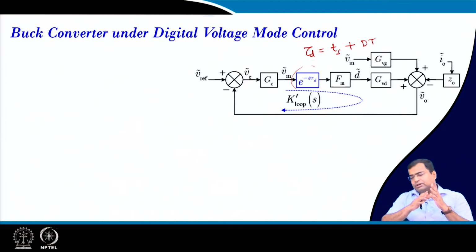But we have shown that if we derive the small signal transfer function using the continuous time approach, and if we incorporate this delay, and then if we derive the discrete time small signal model, they match reasonably accurately, almost accurately, up to 1/10 of the switching frequency, which is our desired control bandwidth.